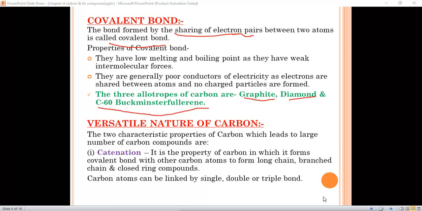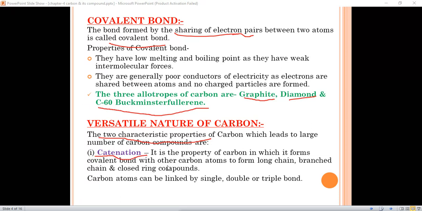Now we will see the versatile nature of carbon. Okay, what makes carbon form so many compounds? Those properties we'll read in this topic. The 2 characteristic properties of carbon which lead to a large number of carbon compounds are, okay, we'll read about those 2 properties. Why can carbon form a large number of compounds? Our first property is catenation. What do we understand by this word catenation?